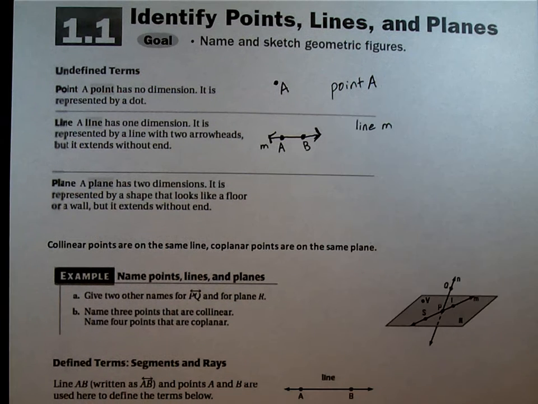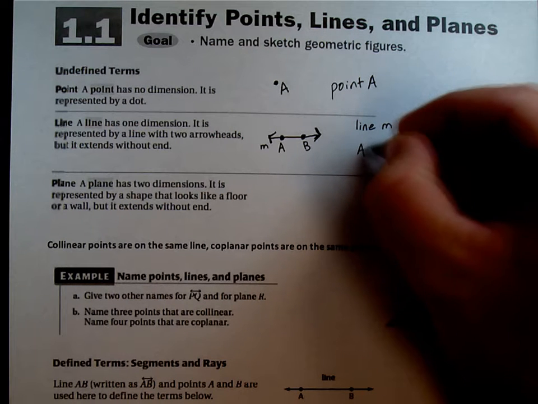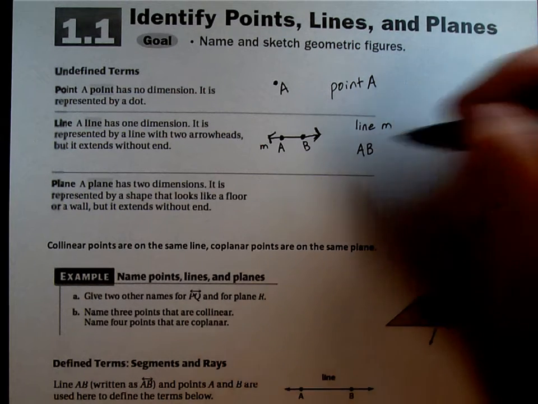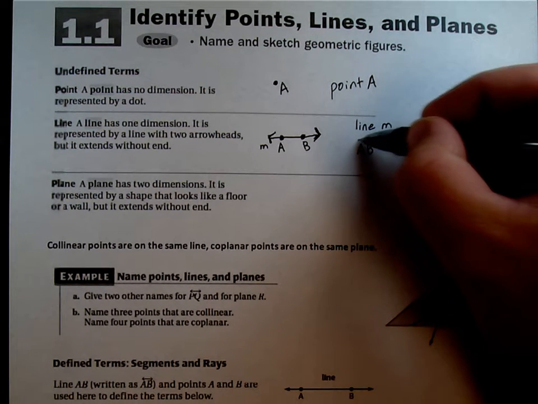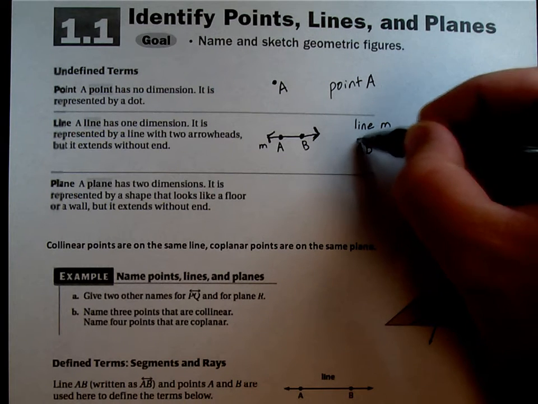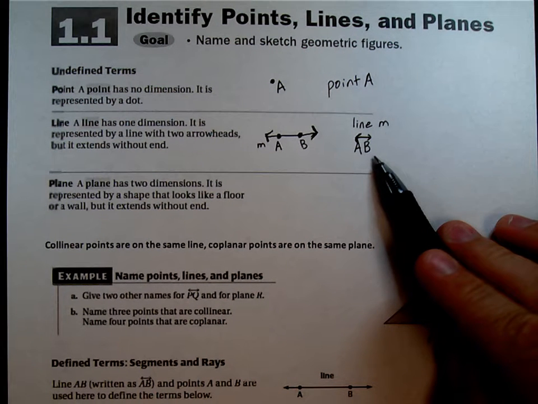So since I have two points, what can I call it? I can call it line AB, but because we're sometimes lazy and don't want to write a lot, I don't write the word line. Instead, I use a little line symbol, which is a little line with arrowheads on both sides. I just put that symbol above it. So line AB.